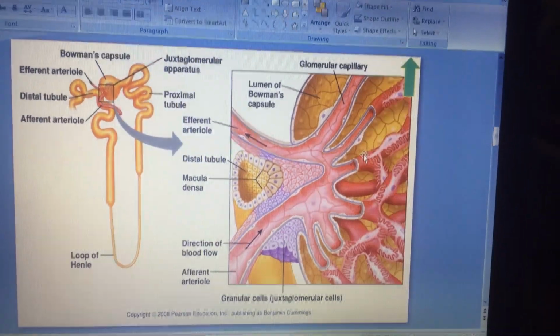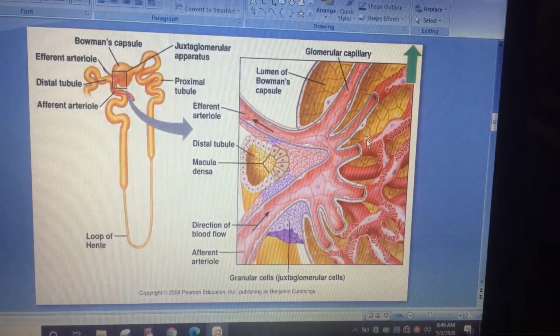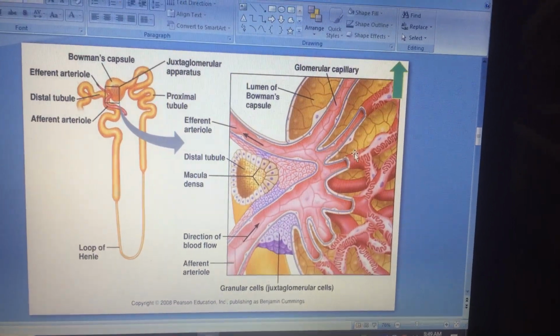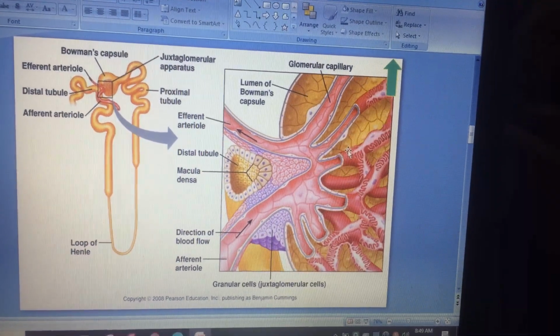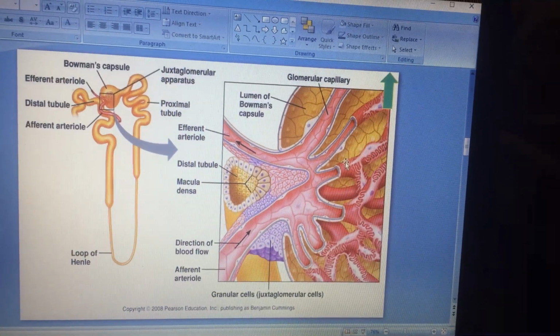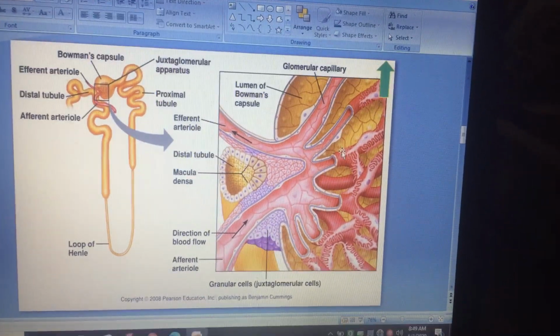Now, this slide shows that the basic structure of the kidney is the nephron, which consists of Bowman's capsule, glomerulus, proximal tubule, descending loop of Henle, which consists of a thin portion, ascending loop, which consists of a thin portion and thick portion, distal convoluted tubule, and collecting system.